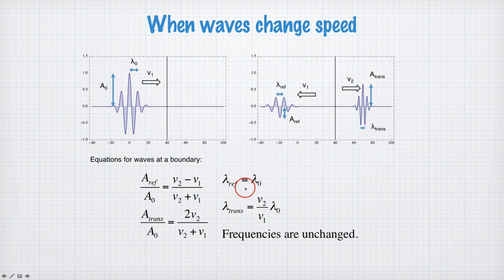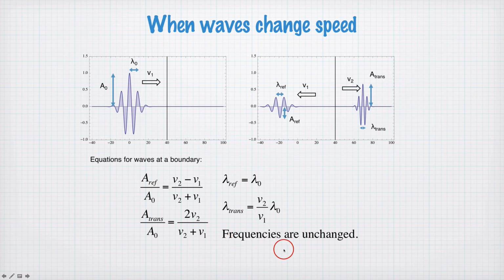For wavelengths, the reflected wavelength is the same as the incident wavelength, which makes sense because it's not changing medium. It's staying on the same piece of string with the same linear density, or it's staying in the same gas, or whatever it is, depending on the wave. The transmitted wavelength is scaled by the ratio of the velocities.